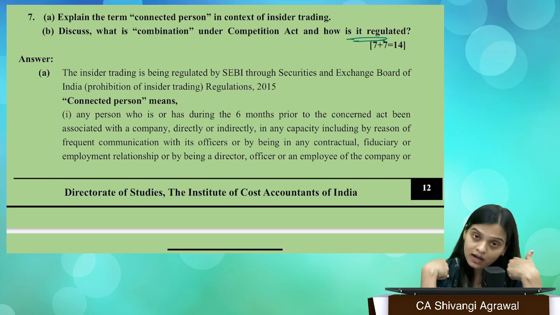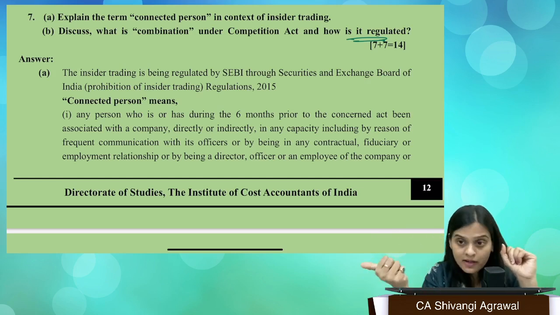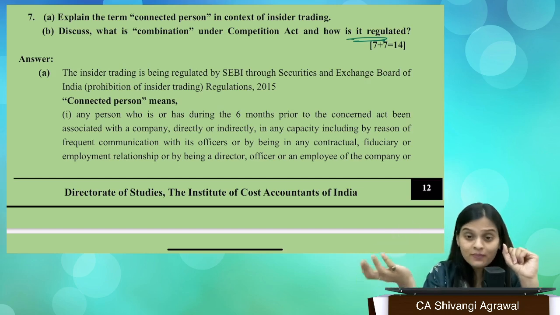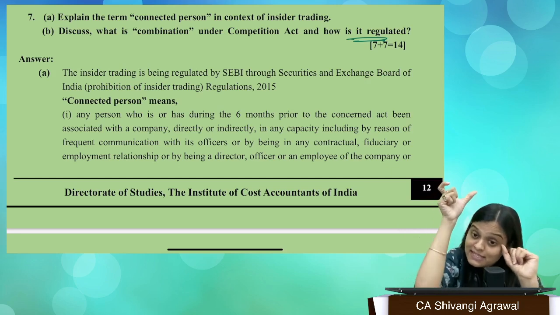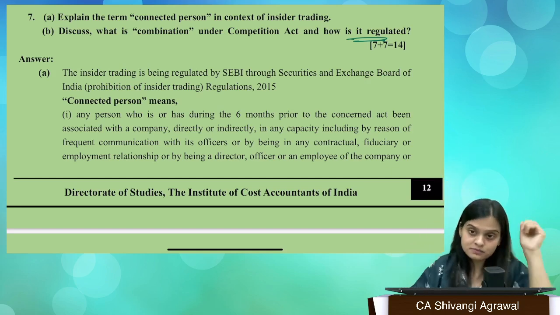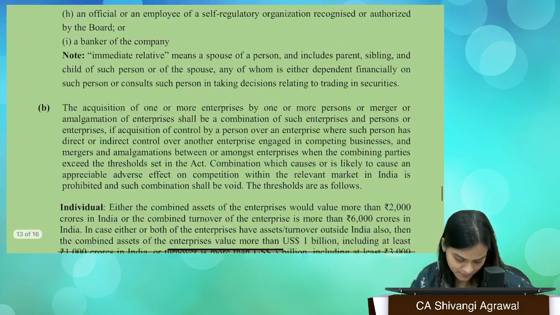If you are entering into a combination, you must notify it to CCI, right? And CCI will accord you the approval. So you have to write about the 210 days deemed approval. In fact, I have made you write it. If you are my regular student, I have exactly made you write this particular question in the class also, right? So how is it being regulated?